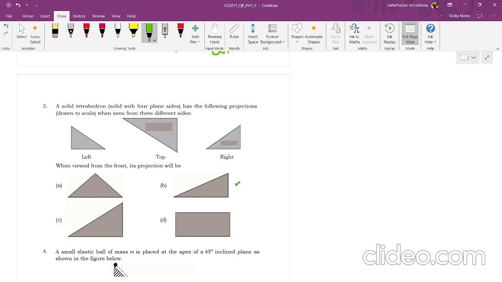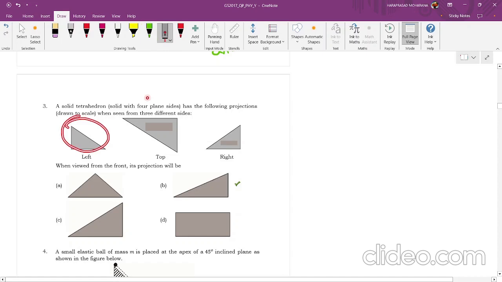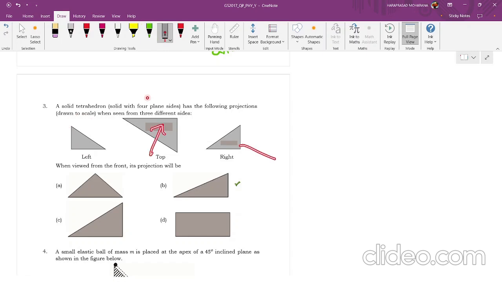So what does it say? If you see from the left, you will get it like this. If you see from the top, you will get it like this. From the right, you will see it like this. So the question is, when viewed from the front, what will its projection be? When you view it from the front, how is its projection going to look? This is the question you need to answer.